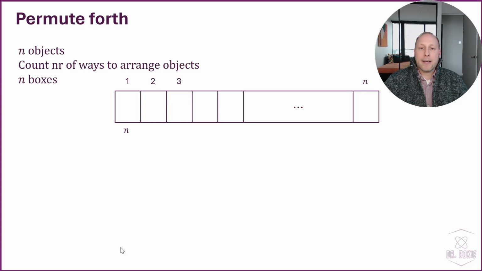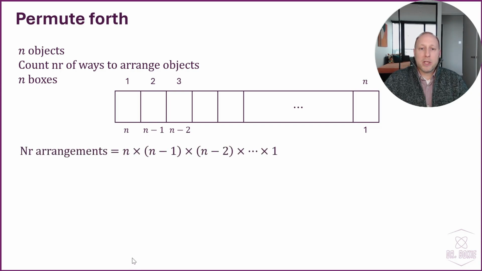So for the second box, I only have n-1 possible choices that I can make. For the third box, I then have only n-2, etc. And you can keep on doing that until for the last box, you only have one single option left. According to the principle of multiplication, the number of arrangements would just be n times n-1 times n-2, etc. all the way to the last box, which is times 1. And this is written, a shorthand notation for this multiplication is n factorial.